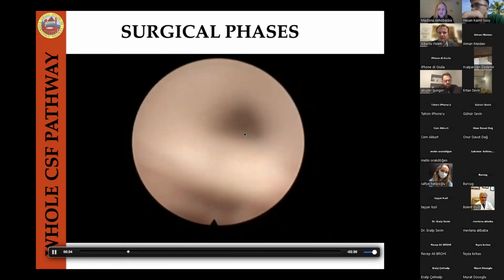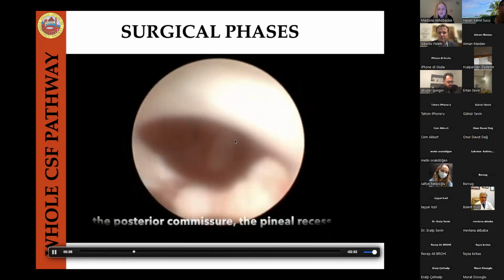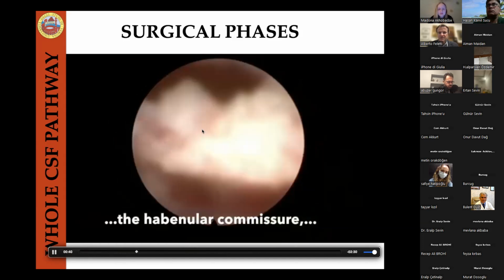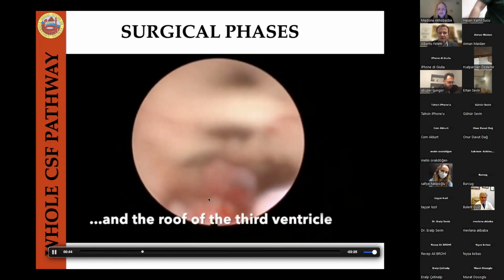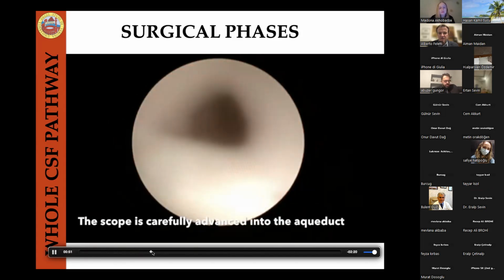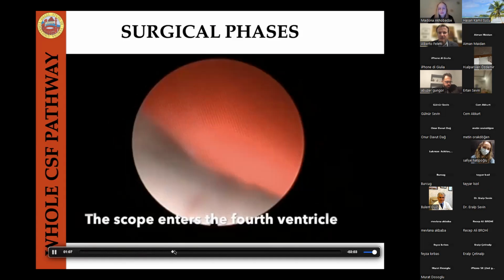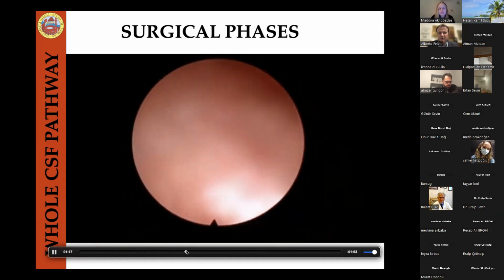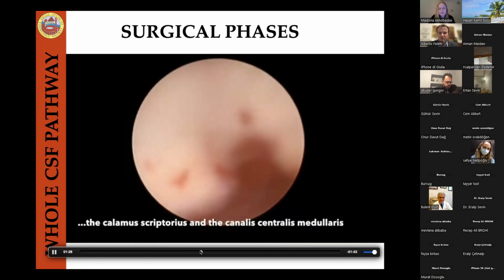Here it is, the aqueduct with the posterior commissure, the habenular commissure, the pineal recess, and you can even inspect the suprapineal recess. Here you can see a cleared posterior third ventricle, and now we can actually navigate through the cerebral aqueduct doing the same maneuvers. I will go faster. So you can do aspirations and irrigations.